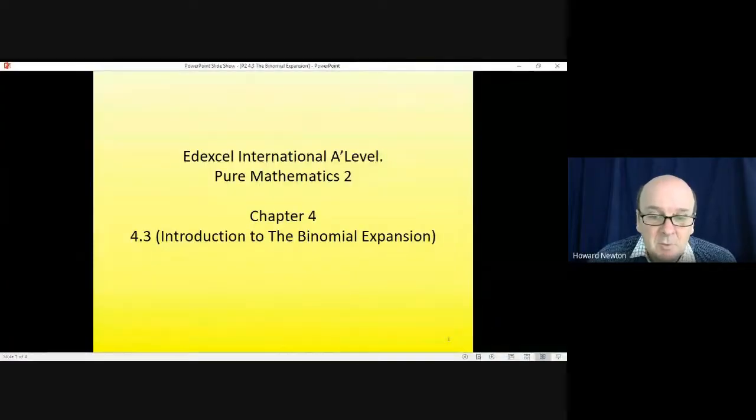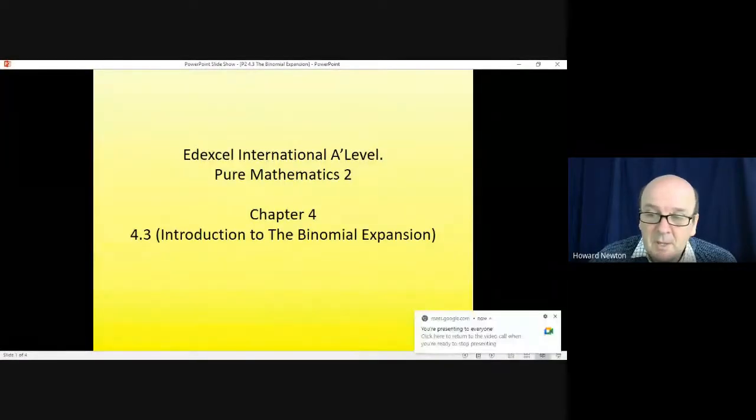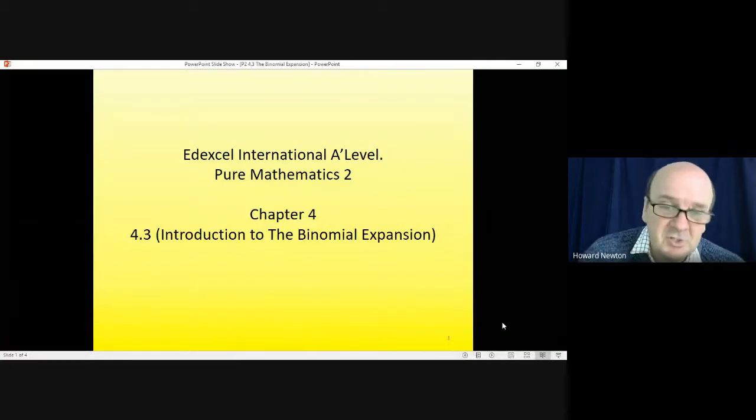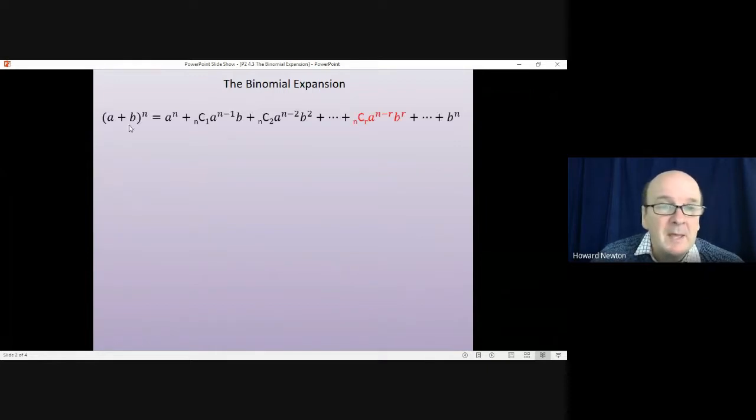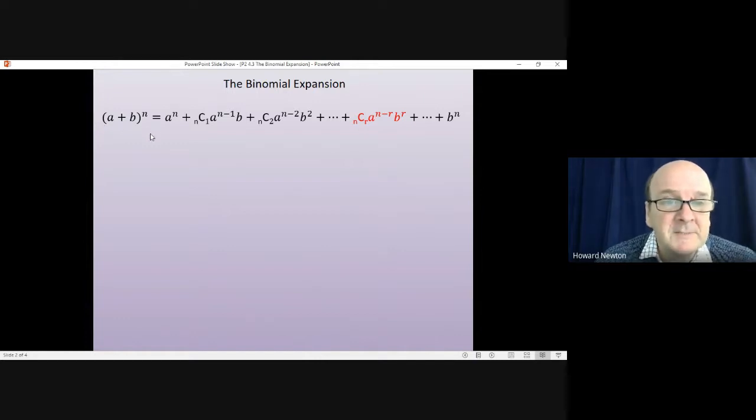In this lesson, we're on Chapter 4, 4.3, and we'll be looking at an introduction to what's called the binomial expansion. Now, the binomial expansion is for where you have two things inside a bracket. That's where the bi comes from. So a and b are the two things, and then you've got that bracket to some power. And the binomial expansion gives you a very quick way for working out what any individual term would be if you multiplied out all of those brackets.